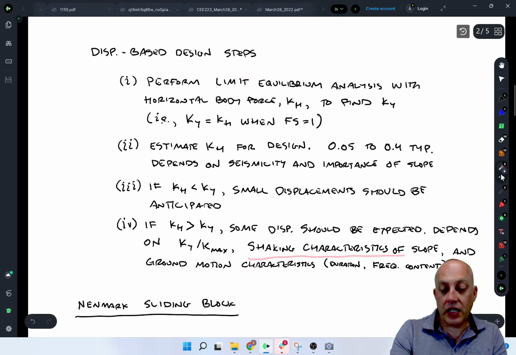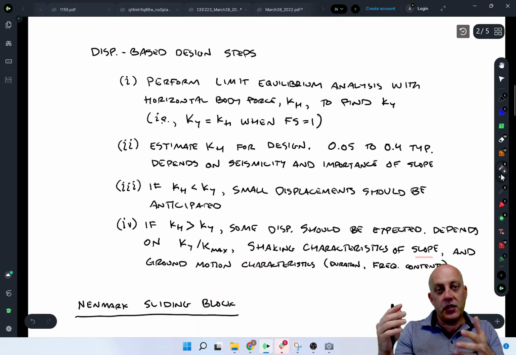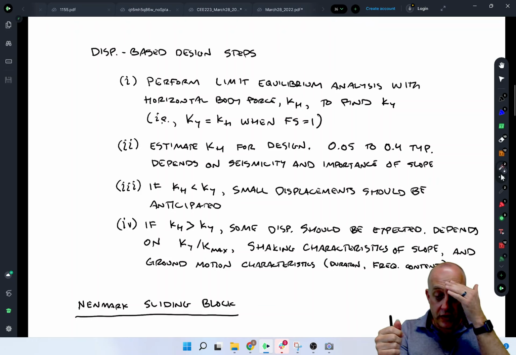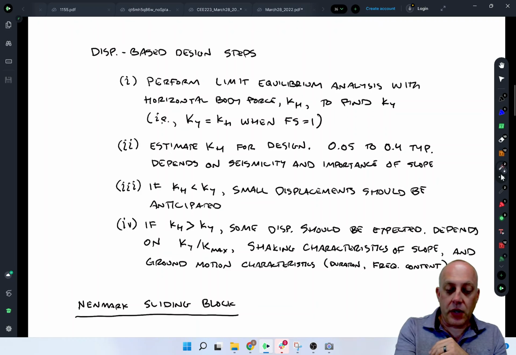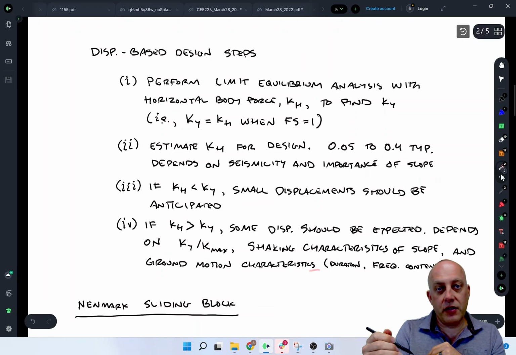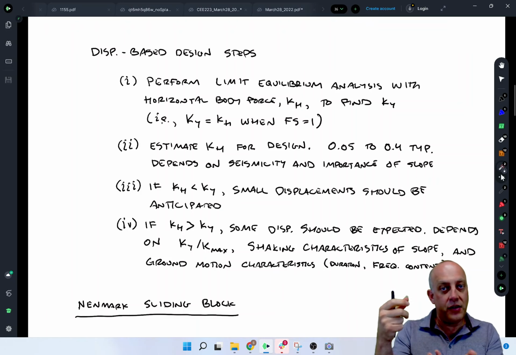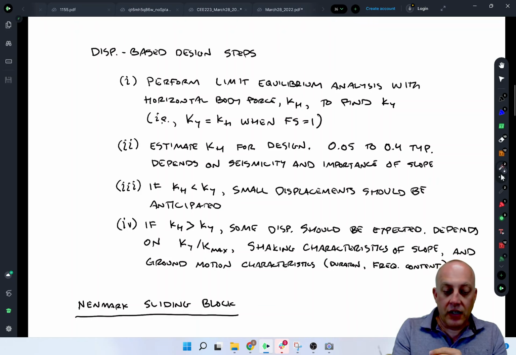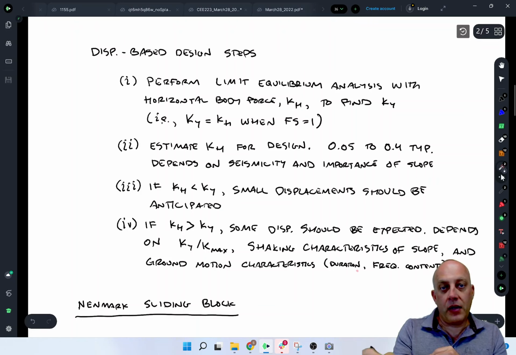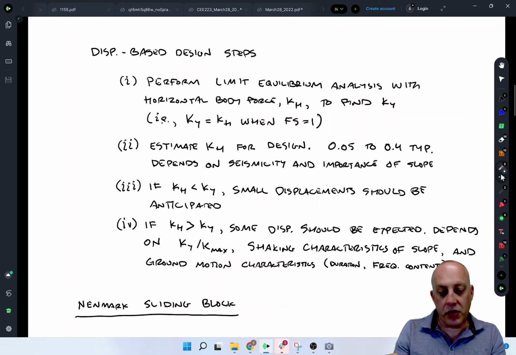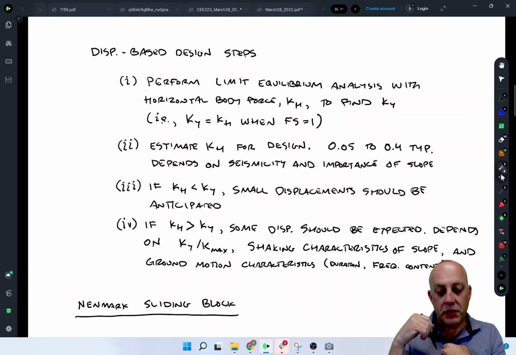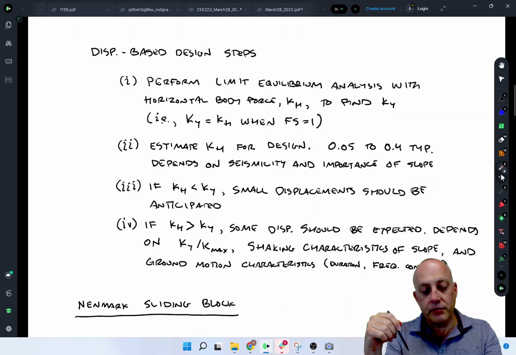It also depends on the shaking characteristics of the slope. Okay, slopes are compliant bodies that can deform, and they have maybe their own natural frequencies. It depends on the ground motion characteristics, right? Does the frequency content of the ground motion align with the natural frequency of the mass? If so, you'd get a lot of amplification. It also depends on duration. You know, a long duration motion is going to induce more displacement than a short duration one for a given peak intensity. And it depends on frequency content for reasons I'll show when we get into Newmark's sliding block.